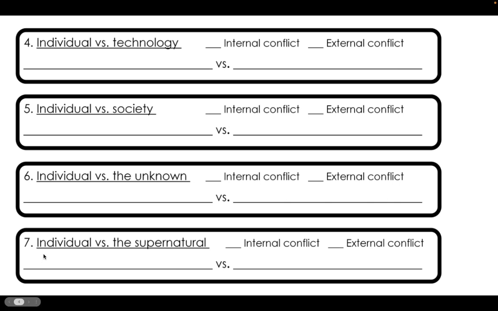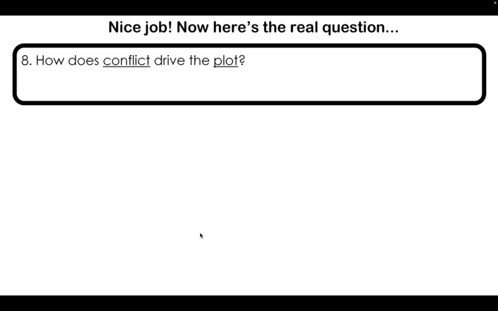Then we have individual versus the supernatural. This is anything that doesn't happen naturally. So all of a sudden I can fly. That doesn't happen naturally. That's something that's made up, right? So we call that supernatural. And it will usually be an external conflict unless it's imagery and they're not actually flying. If it's a dream, then it could be internal conflict. So this one can be both. So you're going to read the story and you're going to tell me which parts or conflicts are each individual type of conflict. And then the last question says, how does a conflict drive the plot?